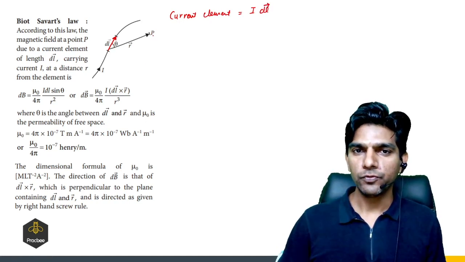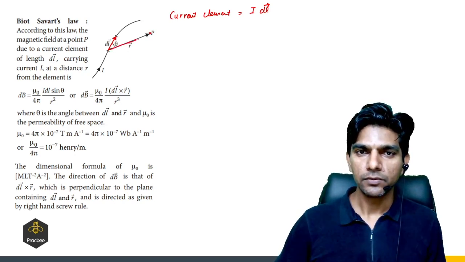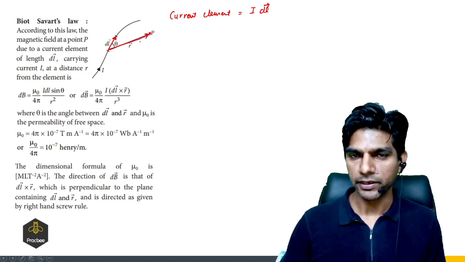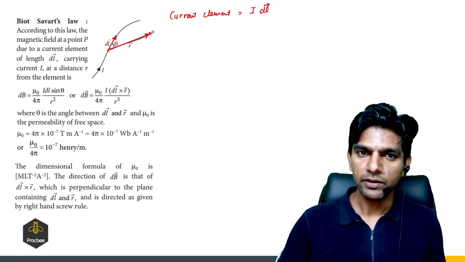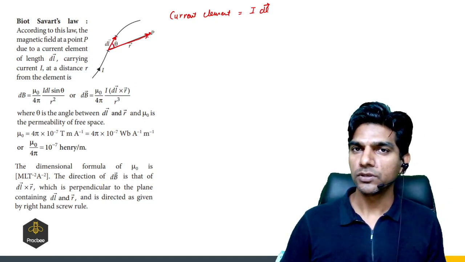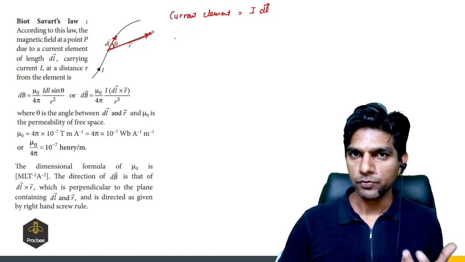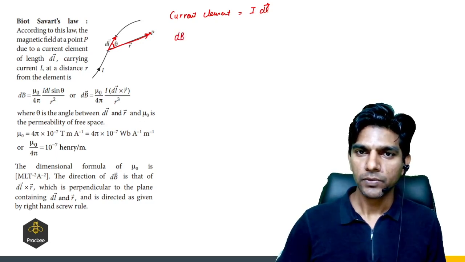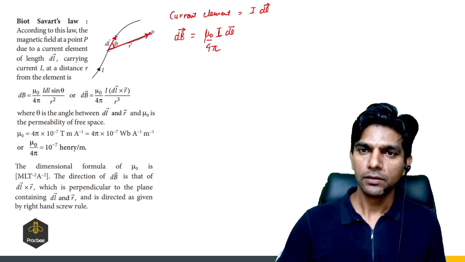Now if I want to find the field at point P in space, what are we going to do? We'll draw a position vector from the current element to the point P, right? So r is the position vector of P with respect to the current element. And the angle between the dl vector and the position vector of P is theta. So with experiments, Biot-Savart was able to figure out that the magnetic field produced by this current element will be equal to mu naught upon 4 pi, I dl cross r vector upon r cube.